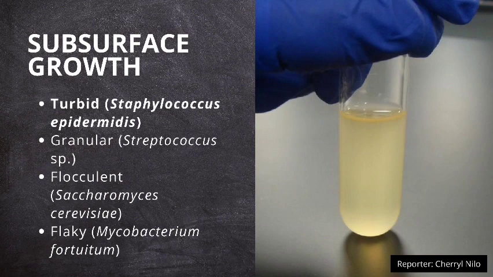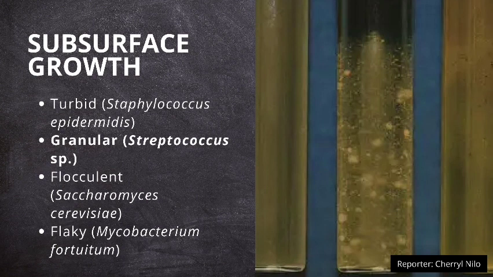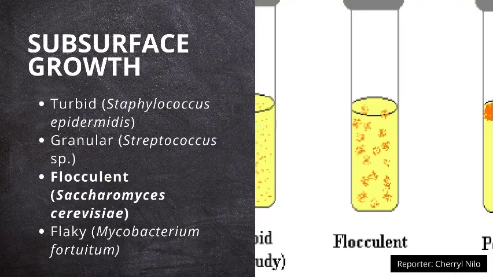The example to this is Staphylococcus epidermidis. Next is granular. It has small particles. Examples to this are Streptococcus species. Next is flocculent. It has small masses of various shapes. Example to this is Saccharomyces cerevisiae.